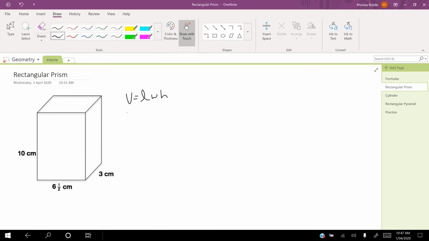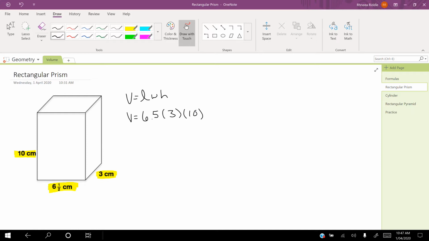So if we look to our shape, we can find the width is 6.5 centimeters. So we can go ahead and put 6.5. Our length is 3, so we can multiply that by 3. And our height is 10, so we can multiply by 10.